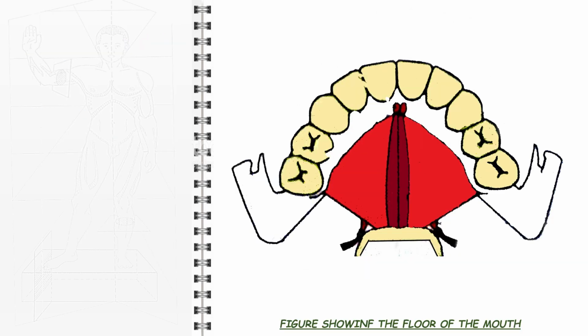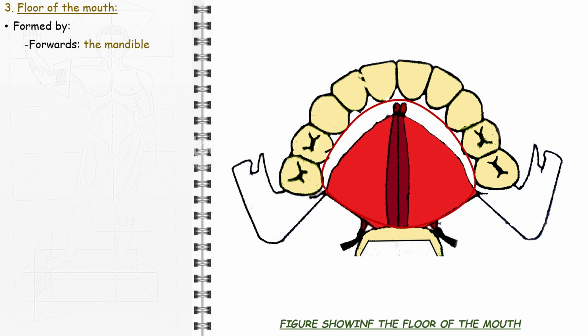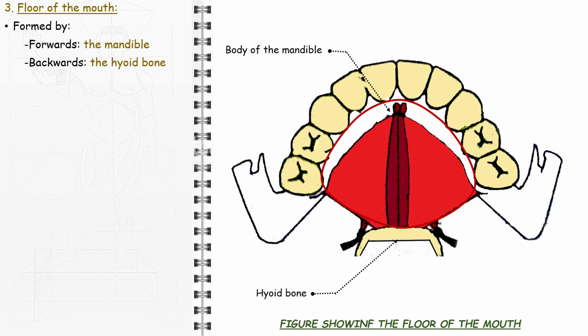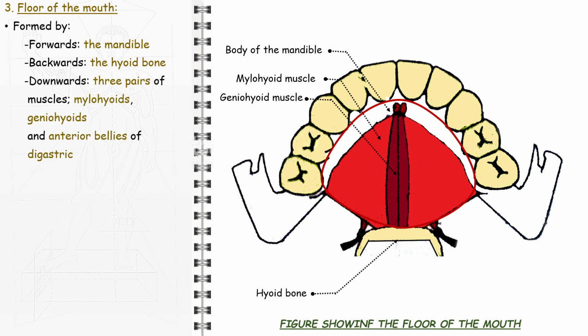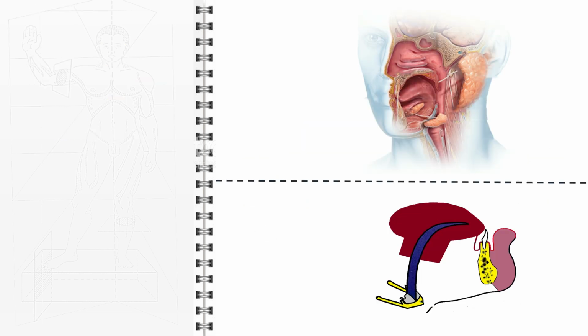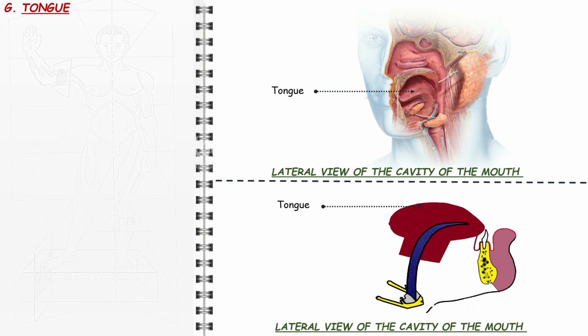The floor of the mouth is formed by, forwards, the mandible, backwards, the hyoid bone and downwards, 3 pairs of muscles: the mylohyoids, the geniohyoids and the anterior bellies of digastric muscles. The tongue is the mouth, all the rest is accessory. In fact, the tongue largely occupies the floor of the mouth.